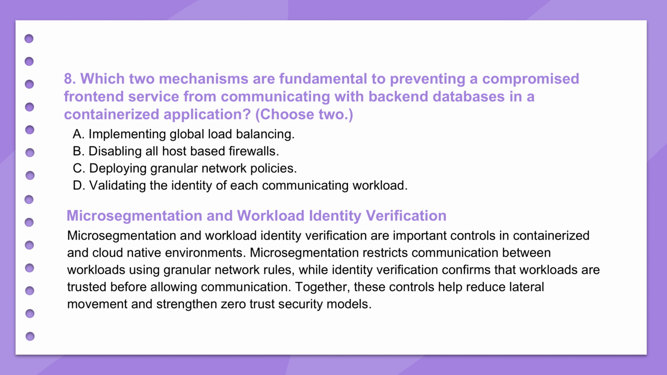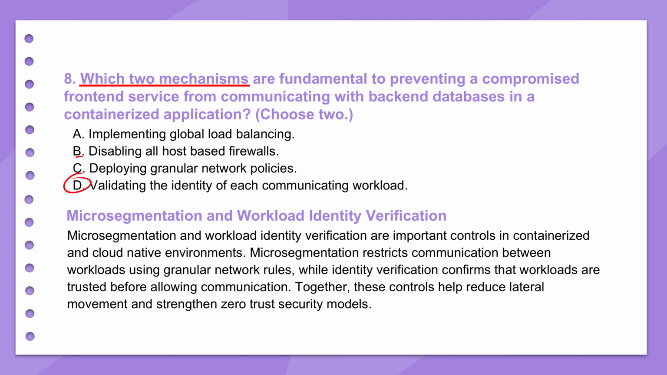Exactly. Question 8. Which two mechanisms are fundamental to preventing a compromised front-end service from communicating with backend databases in a containerized application? A. Implementing global load balancing. B. Disabling all host-based firewalls. C. Deploying granular network policies. D. Validating the identity of each communicating workload. The correct answers are C and D.